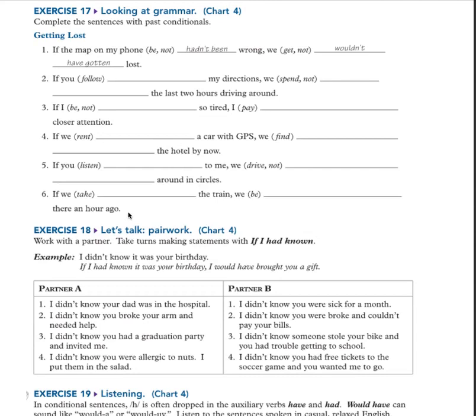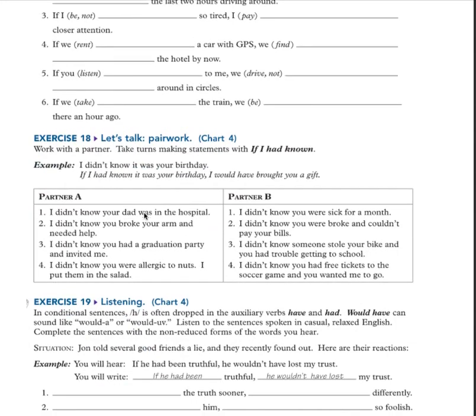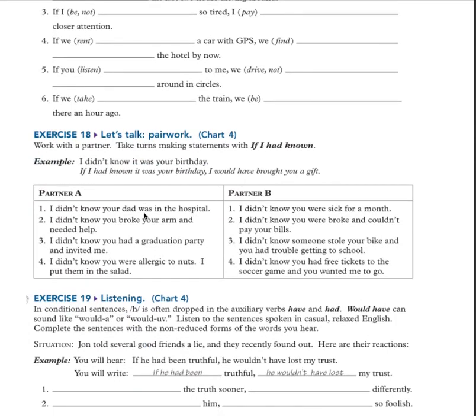Number 6, if we had taken the train, we would have been, past participle of be, would have been there an hour ago. If we had taken the train, we would have been there an hour ago. Fact is, we didn't take the train. So we're not there yet. Okay? We're going to skip 18 and 19.